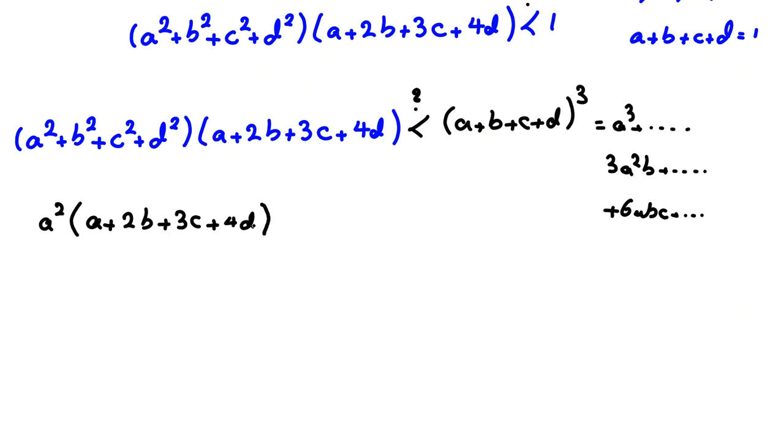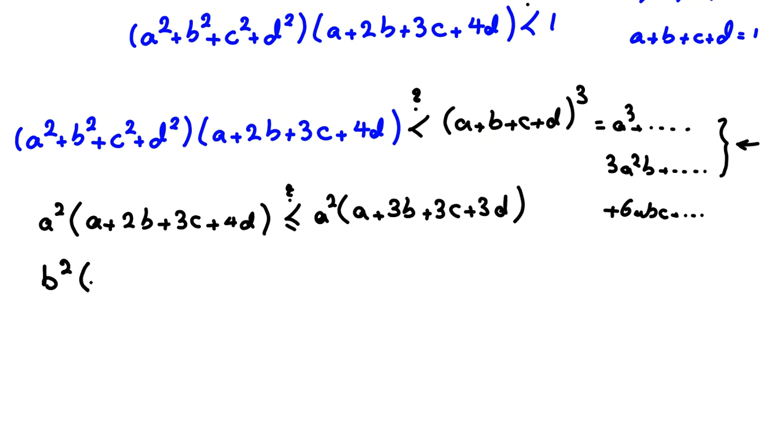Okay, so here I want to cover these two parts. I want to say the left side is less than or equal to this part, so this part is positive, so it will be strictly greater than that. Here, if I want to consider first a squared, I factor a squared from all terms that have it. It will be a plus 3b plus 3c plus 3d. I want to prove this. For b, I want to say a plus 2b plus 3c plus 4d.